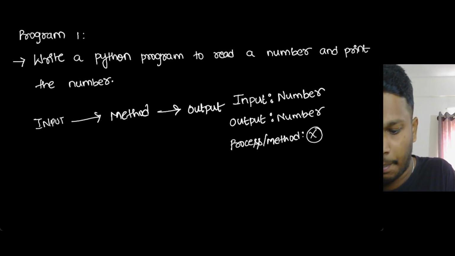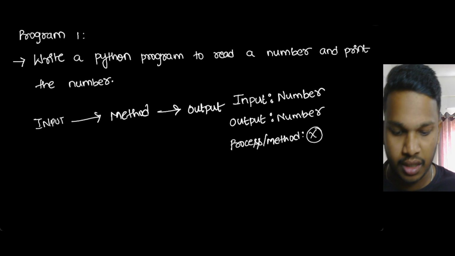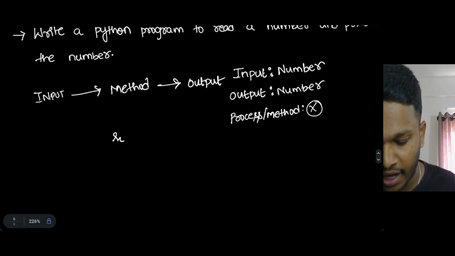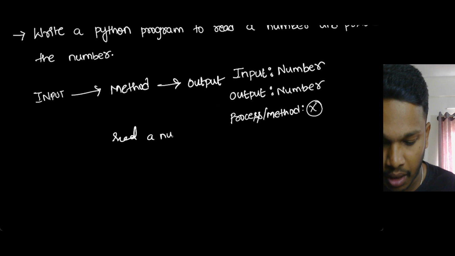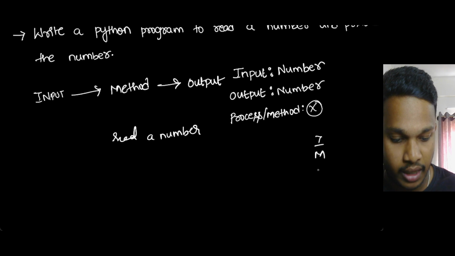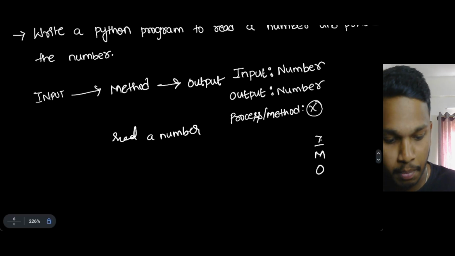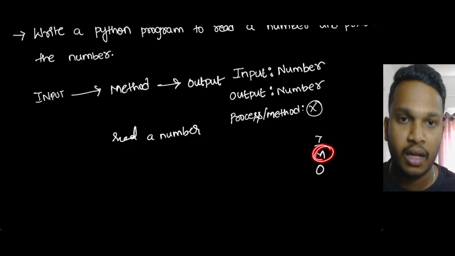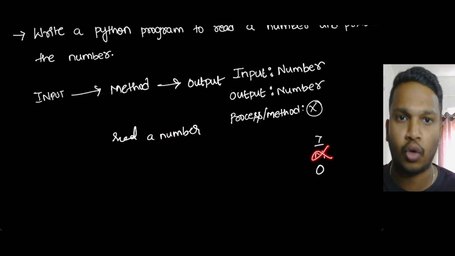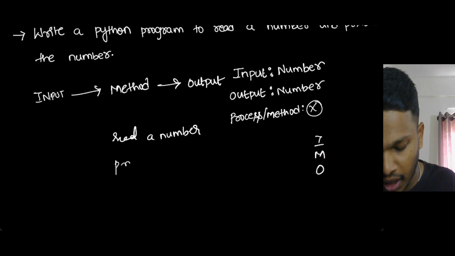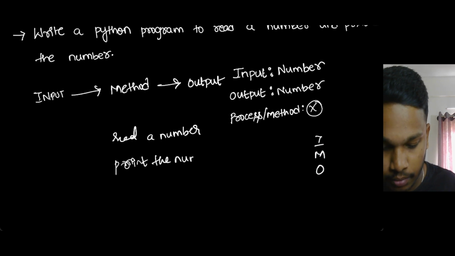Now, if I write a Python code, first I will write in English, for your understanding. First, what happens? I should read a number. Then what should I do? Method. I told you, input, method, output. Input is completed; they told me to read a number. I read a number. So next, method: do I need to process? No need of processing. Directly print the output. So what should I do? Print the number. That's all.